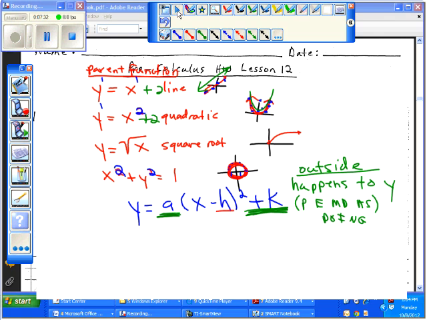What is on the inside, and I could even put another letter in here, if I put a B right there, then what's on the inside happens to x in the reverse order of operations according to undoing.